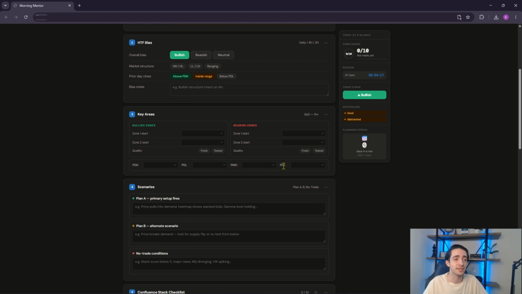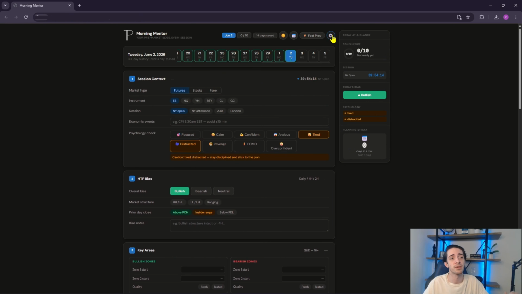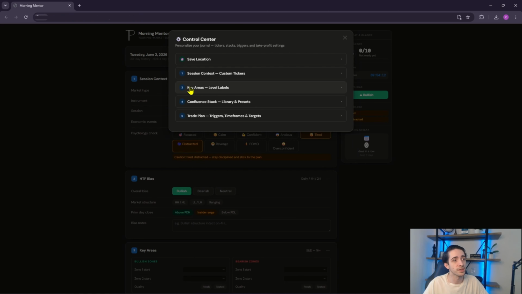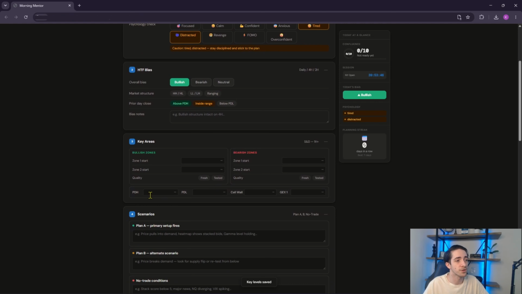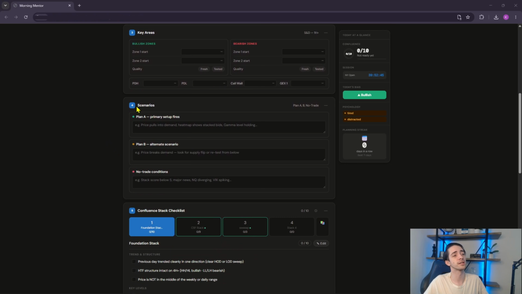Just like the other sections, this is extremely customizable. You're going to come up to your settings icon and click key areas, and it lets you add up to 6 price labels for your key areas. Do you want to keep previous day high, previous day low? Maybe you want to get rid of pre-market high, pre-market low. Let's say you're a gamma trader. You trade GEX. This is GEX level 1. We have a call wall and a put wall. You could add that, and you could also rearrange them as you see fit. Just make sure you hit the save button, and that is going to save your key areas as you just set them. Alright, now we're looking at section number 4, and that is scenarios.